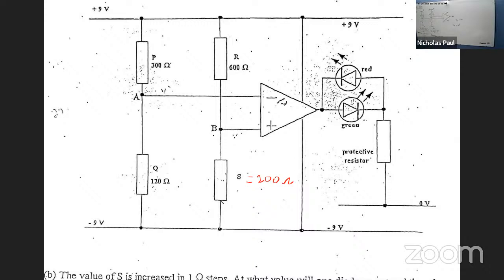You had to figure it out. It's like the last one. Not the last one. Figure out what would turn on red. Sorry, figure out what would turn on green, and the other would turn on red.